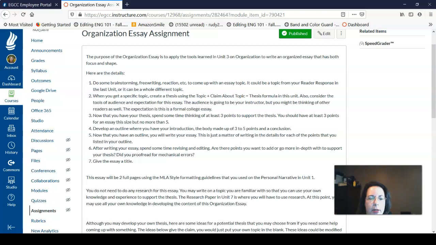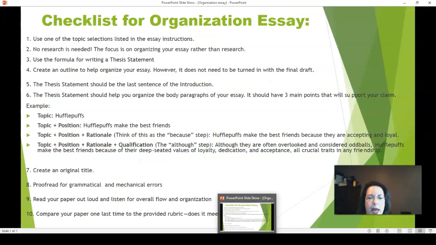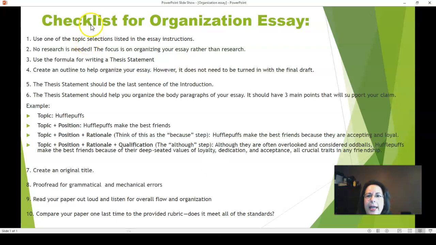Oh, I know what I want to do. I want to show you this quick slide, and this will be on the announcements as well. So this is kind of a checklist. I'm going to have this on the weekly announcement little newsletter there. Okay. So use one of the topic selections listed in the essay instructions. Okay. We just went over that. There's no research needed for this. I don't want you to focus in on how to use in-text citations or using a works cited page. This is just about organization.